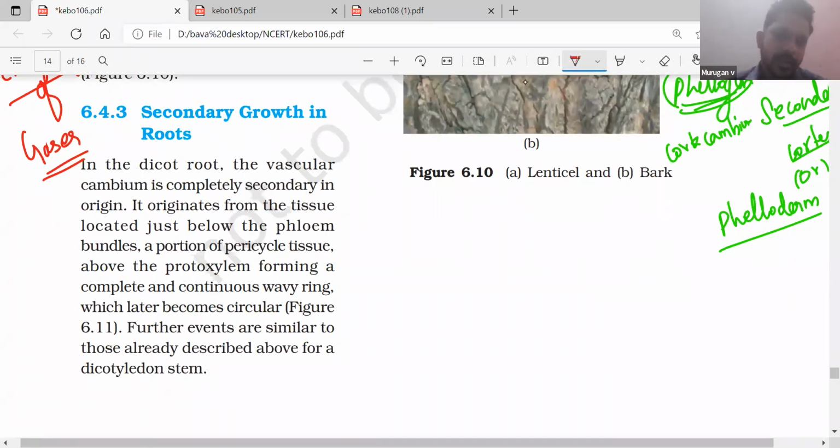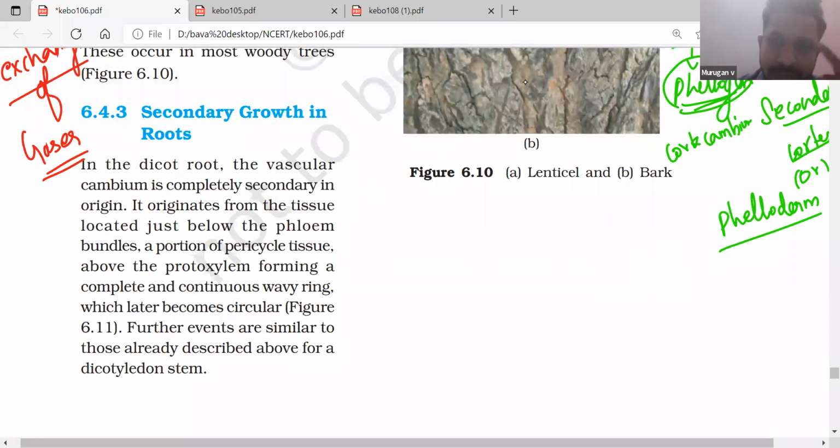See, the secondary growth of dicotyledon stem. Okay, just a minute. So between the dicotyledon stem and the dicotyledon root, the major activities are similar, but the only one thing is the cambium ring, which originates in secondary growth only. That is the major difference. In the dicotyledon stem, the cambium is present in primary growth itself.